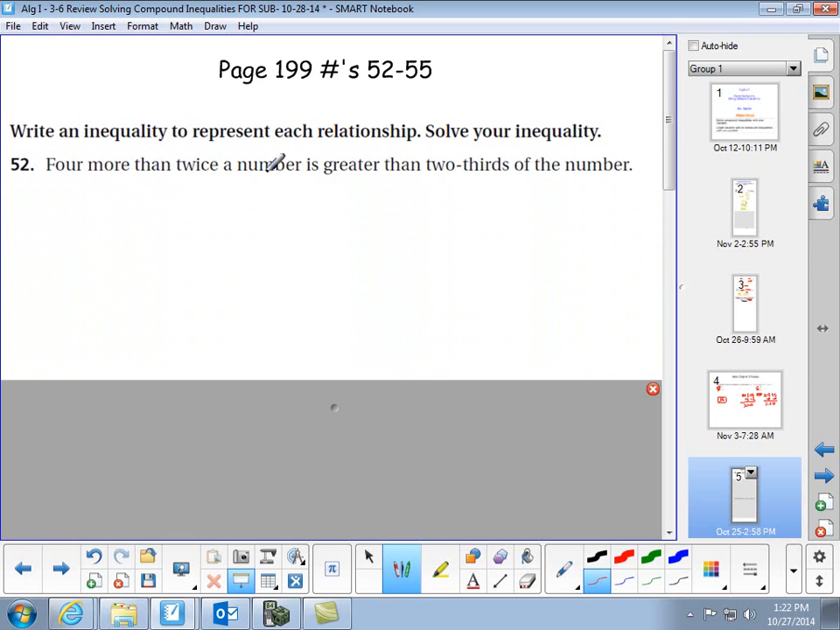Okay, so we have 4 more than twice a number is greater than 2/3 the number. So first thing is 4 more than twice a number. You guys struggled with twice a number on your test. 4 more than twice a number: 2x plus 4. Now if you have 4 plus 2x, that's the same thing. But for less than, it's not. So I like to write it this way. 4 more than twice a number. Now here's your inequality sign. Is greater than 2/3 of the number. Remember, of means to multiply. So 2/3 of the number.